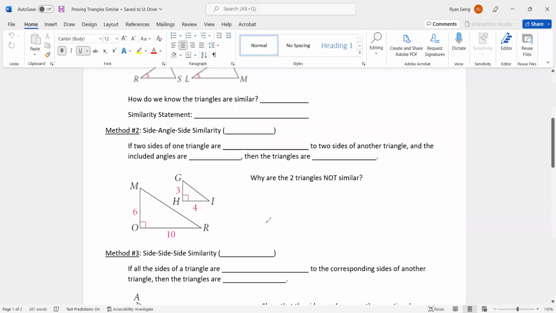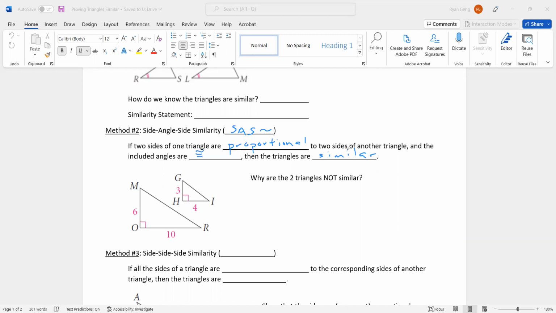Method number 2 is side angle side similarity, which you probably guessed it. This is why the symbol is important, because if you do that, side angle side is referring to congruence. This is referring to similarity. If 2 sides of one triangle are proportional, long word, to 2 sides of another triangle, and the included angles are congruent, I'm just going to use the symbol, then the triangles are similar. Notice again, angles are congruent, sides are proportional.